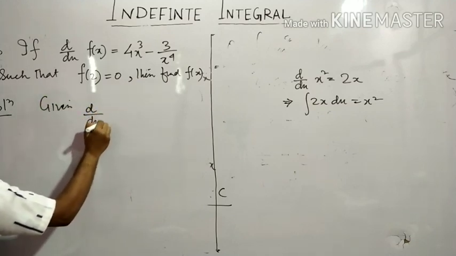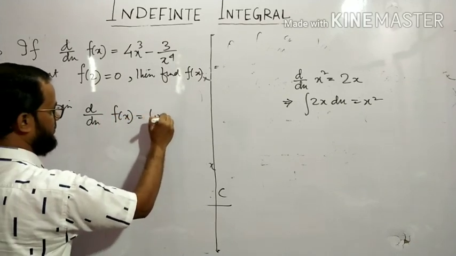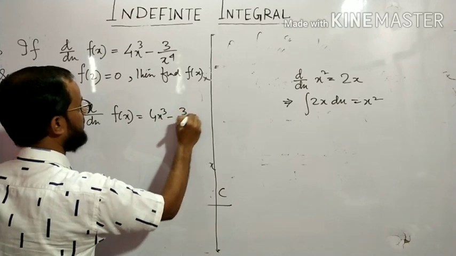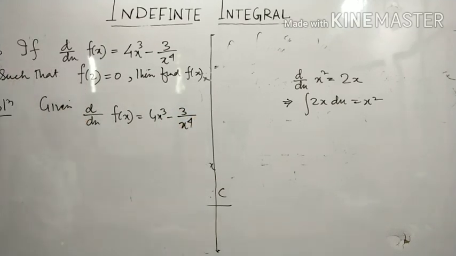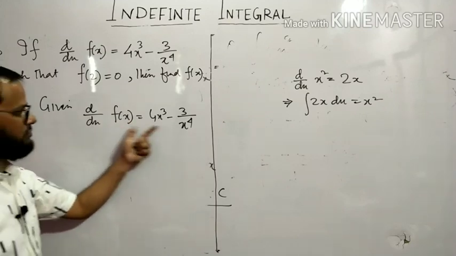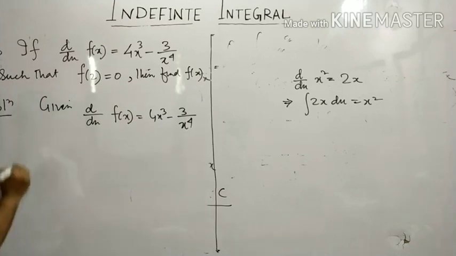Given: d/dx of f(x) equal to what? 4x cube minus 3 upon x to the power 4. This is given. Derivative of this function is equal to this. So what will be its integral? Its integral will be f(x).